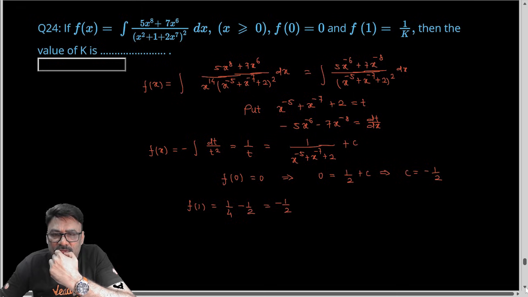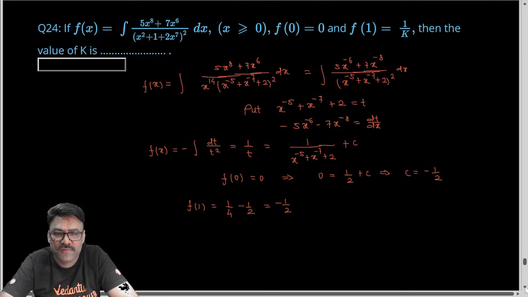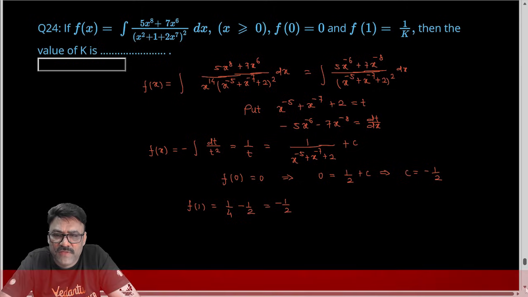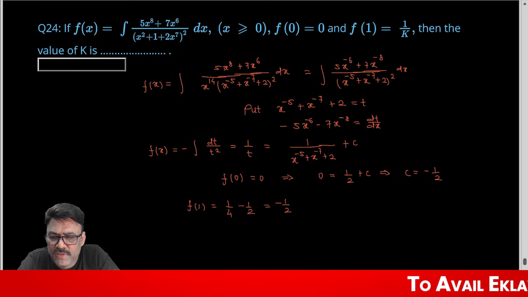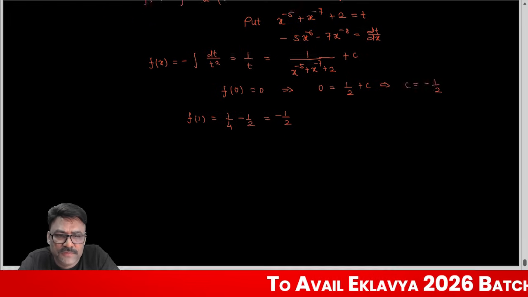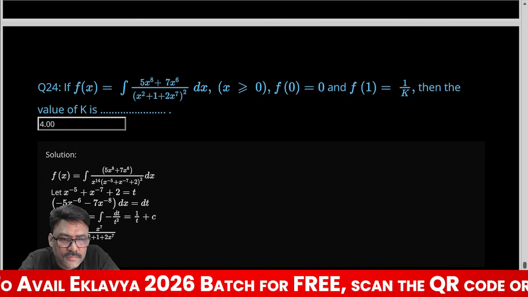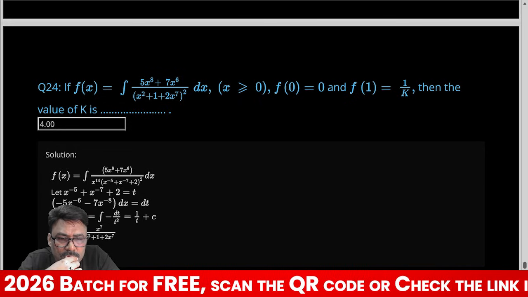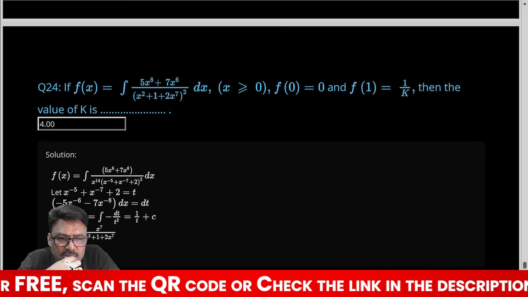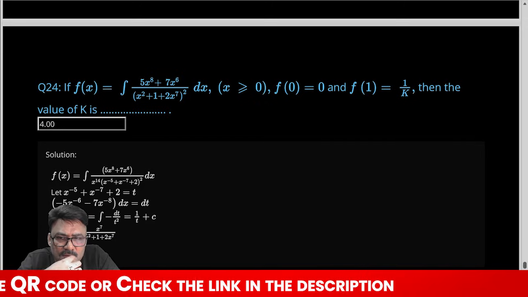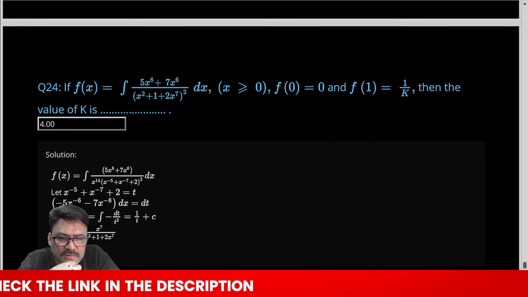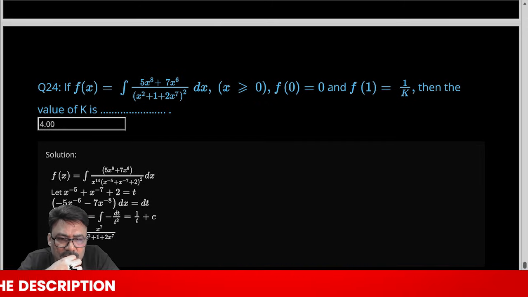f0 is 0. So 0, 0, 1 by 2 plus c. C is minus half. Now if I find F1, so 1, 1, 2, I am getting a negative value. I'm getting a negative value. The same integration they also got. Now F0 is 0.